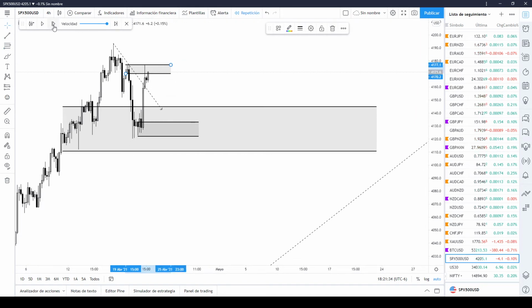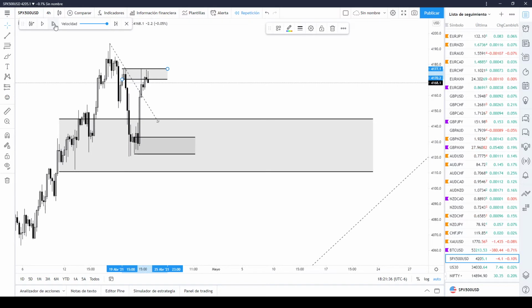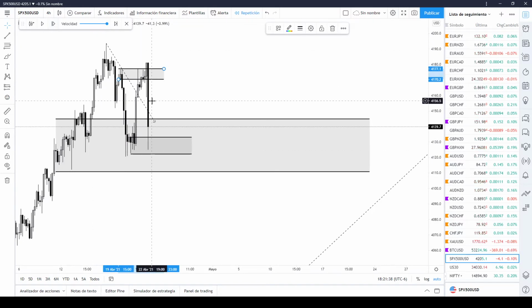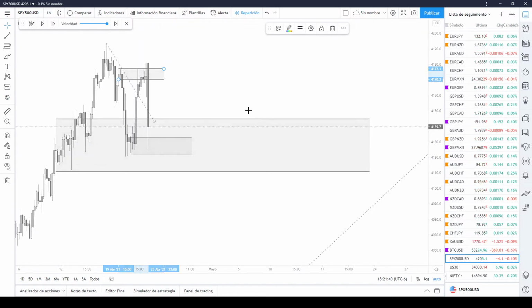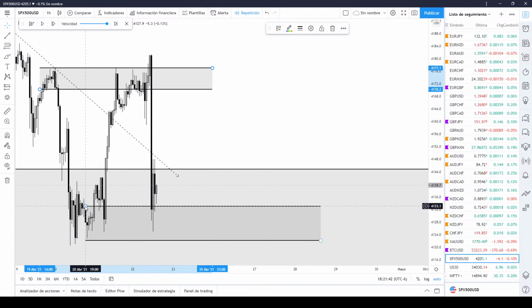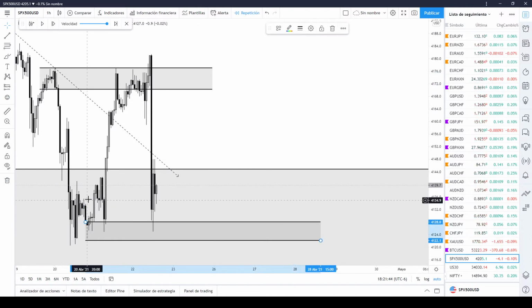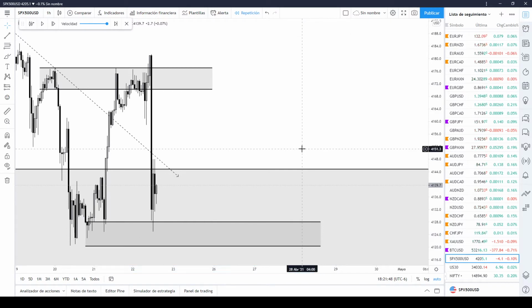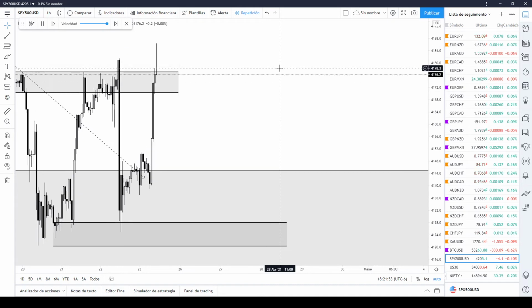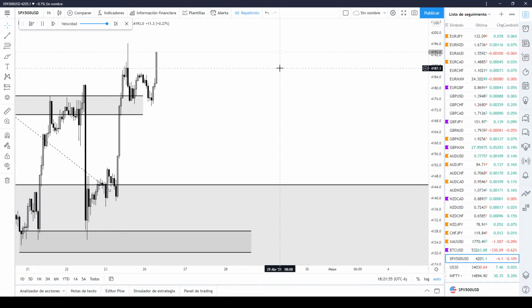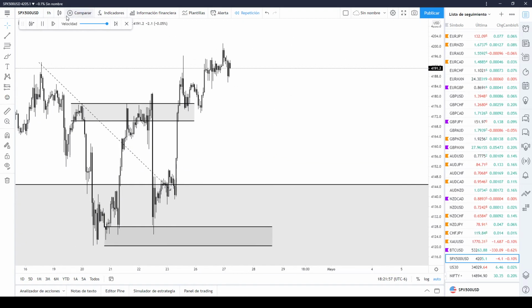See, the trend line got broken, the supply zone got removed, then price reversed all the way down to the last bearish candle of the week. And then price went all the way up. That happened on Friday.